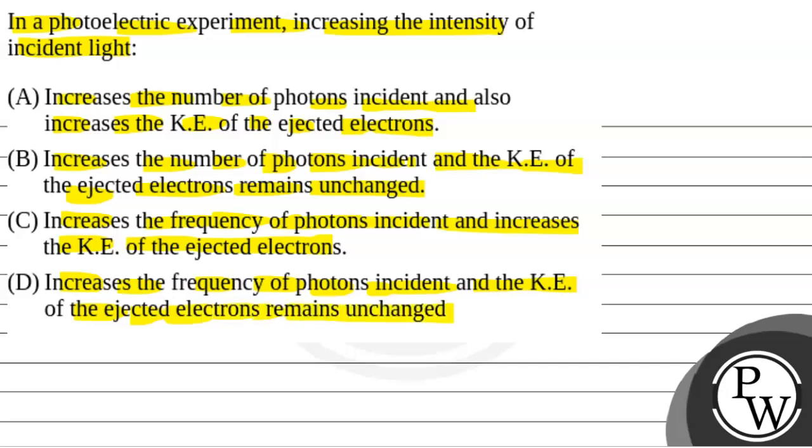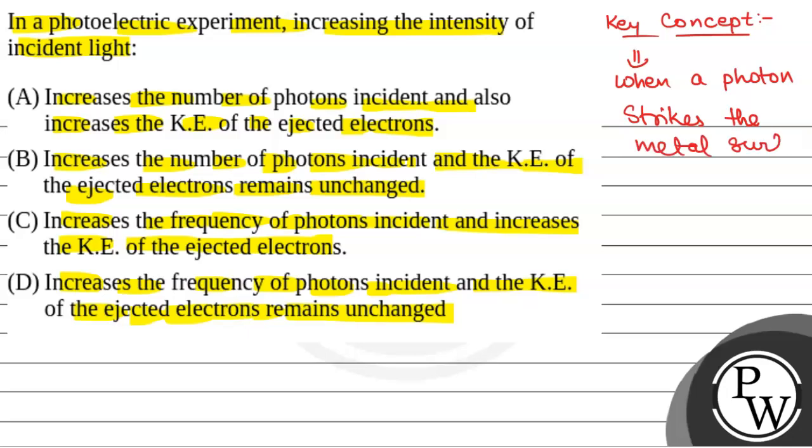So we'll solve this question. First of all, we'll see what will be the key concept used to solve this question. The key concept that will be used is, according to the photoelectric effect, when a photon strikes the metal surface, it ejects electrons.